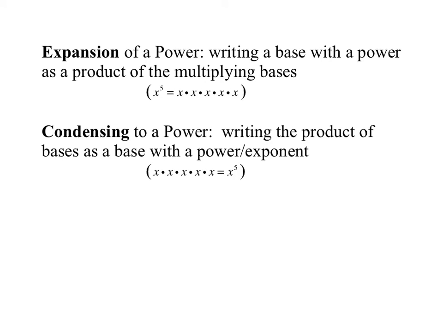Condensing is the reverse. It's starting with the big product, all the bases multiplying together, and then ending up in its power form or in the form with the exponent. So it's going from big to small. So we use the word condensing to a power.